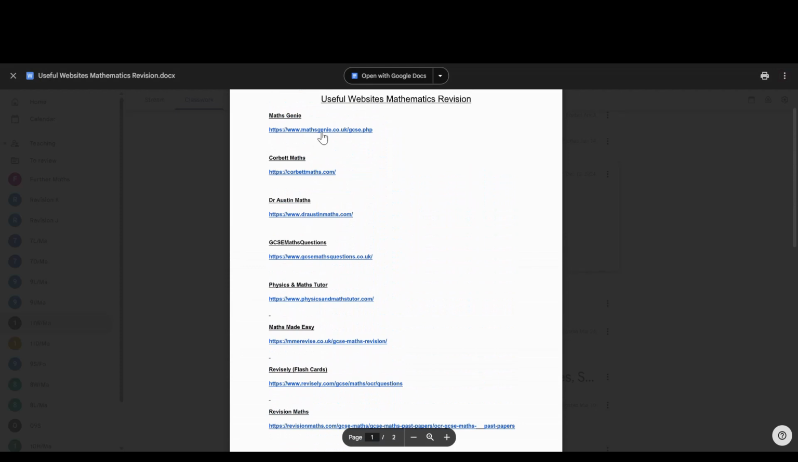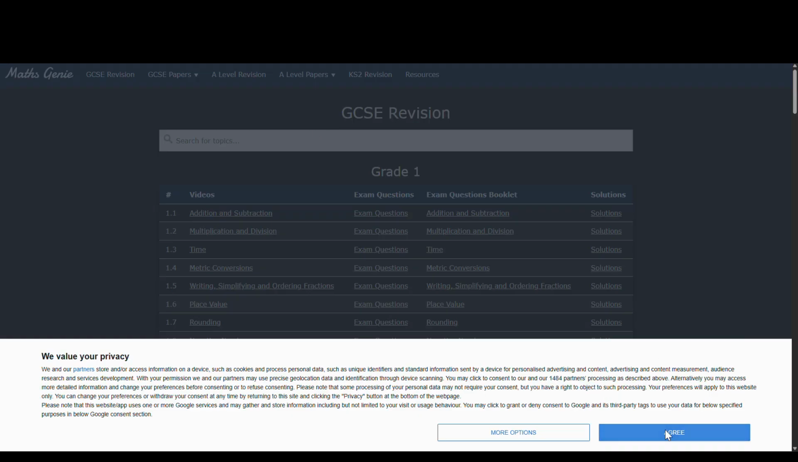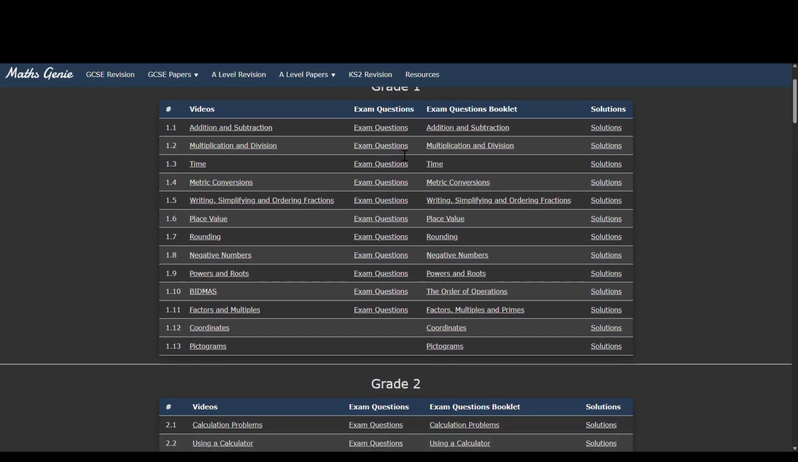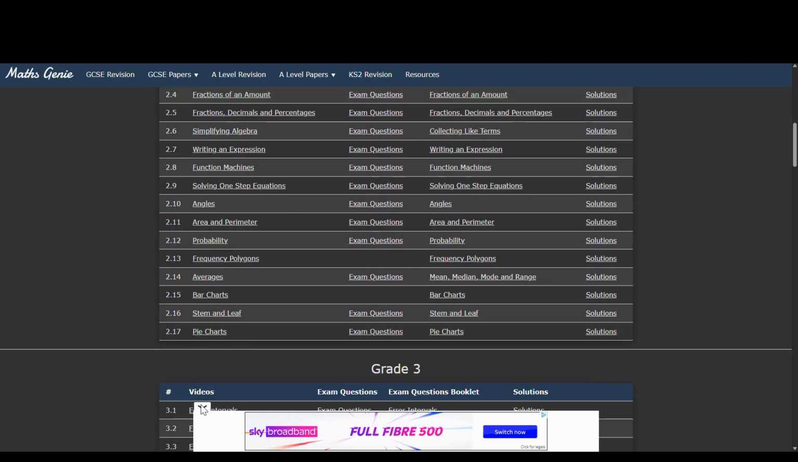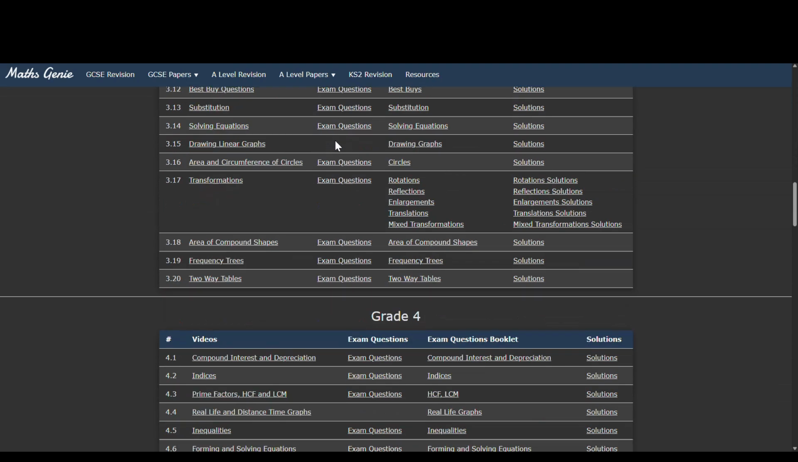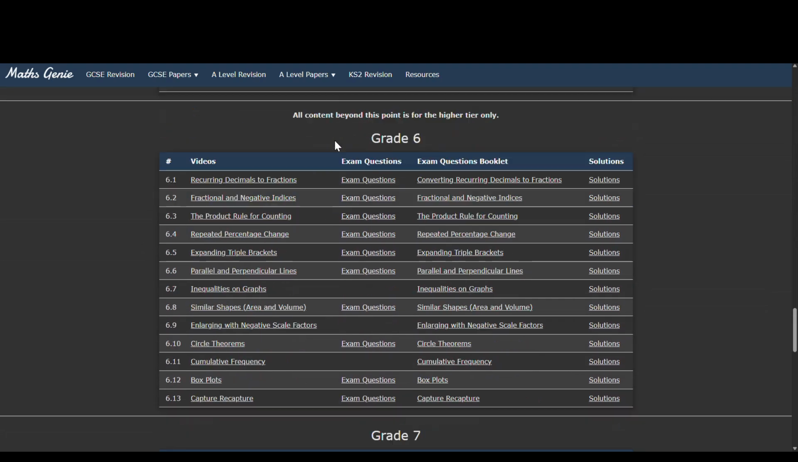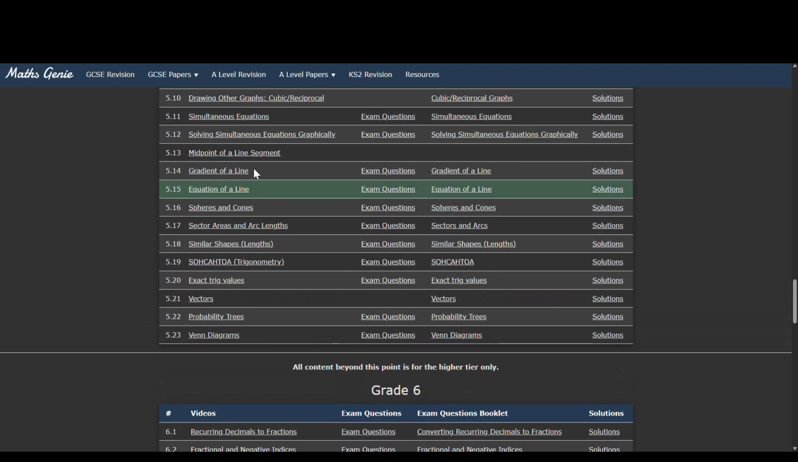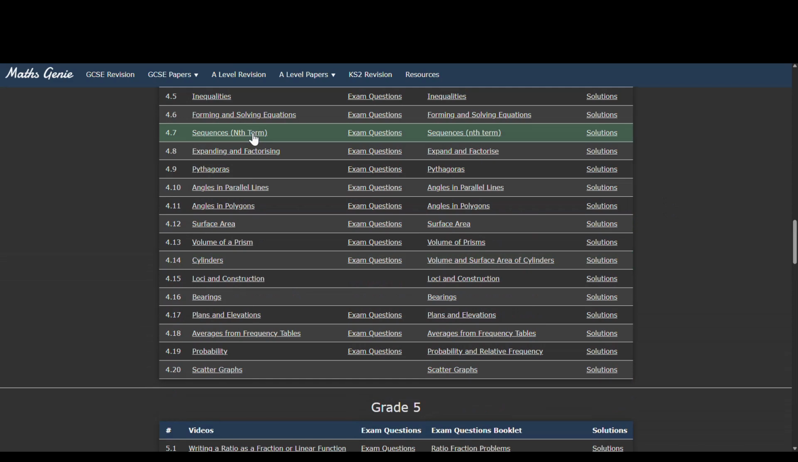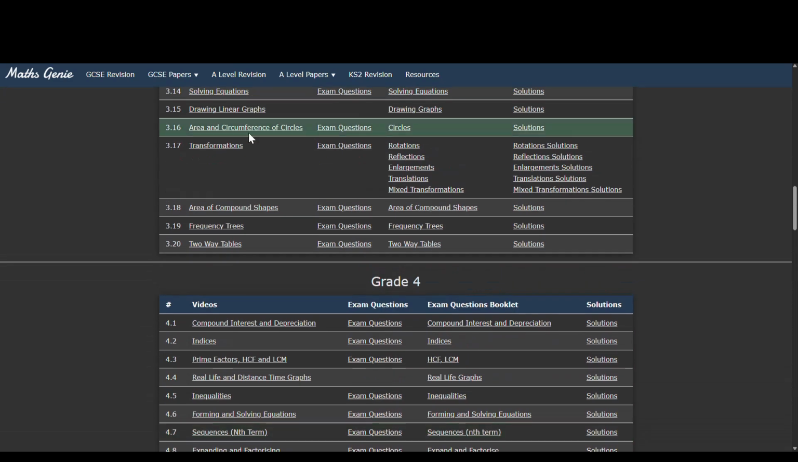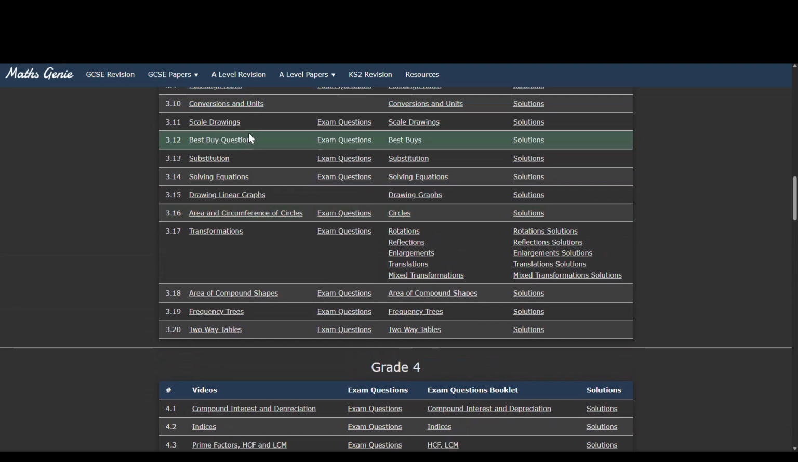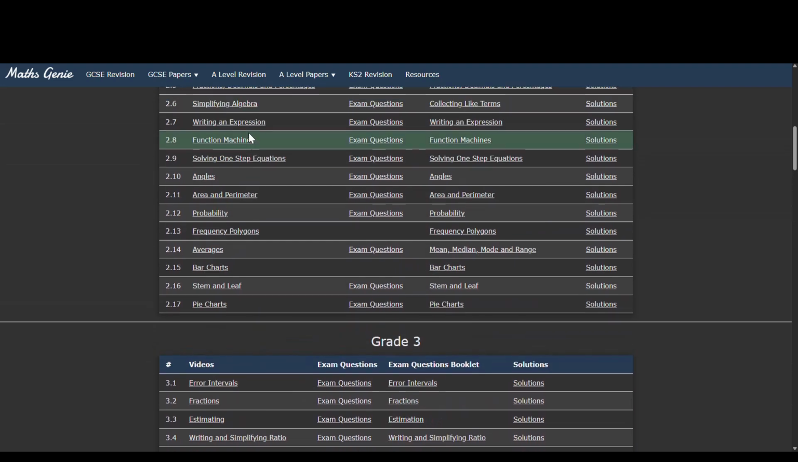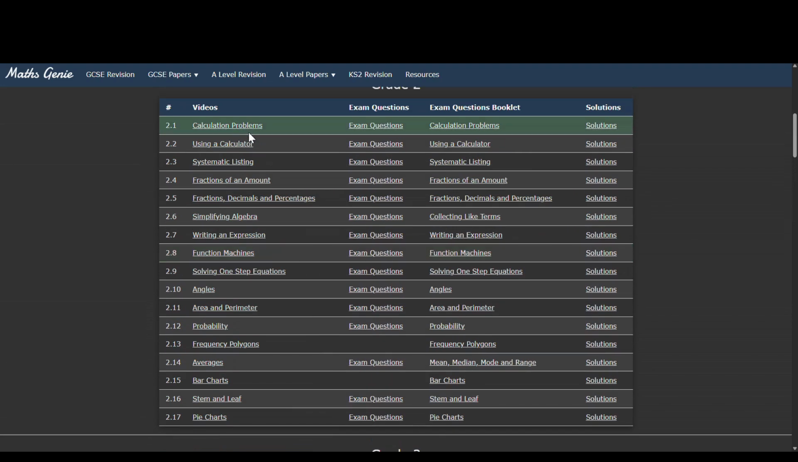Maths Genie has a lot of topics broken down by question. If you go onto that link, you'll see they're also broken down by grade. So if you know that you are aiming for a grade 6 and you want to see what topics that falls into, they've got all the exam questions and all the solutions there for every single topic that could be on your GCSE. As I mentioned earlier, we don't know which topics are going to be on which paper, so you need to be prepared for all of them for every paper. If there's a particular topic you want to look at, they will all be in there.